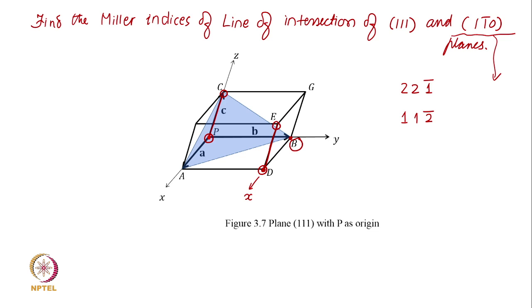Since I have 4 points, and 3 points were sufficient to define a plane, I can nicely draw my plane. So, this becomes my 1 bar 1 0 plane.